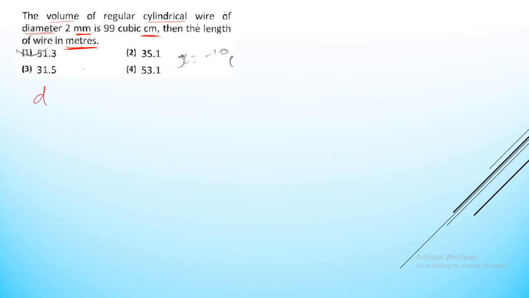So first of all, taking the diameter, diameter is nothing but 2 times the radius, right? So 2 times the radius is given as 2 millimeters. So from this, radius is equal to 1 millimeter. Converting 1 millimeter into centimeters gives me 1 by 10 centimeters. So radius is 1 by 10 centimeters. And one more thing he has given, the volume of the cylinder is 99 cubic centimeters.